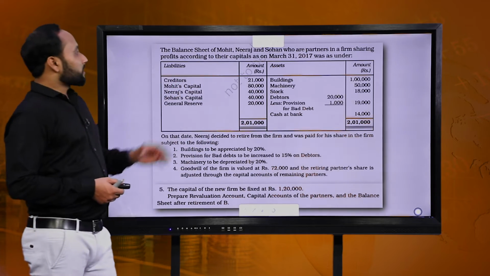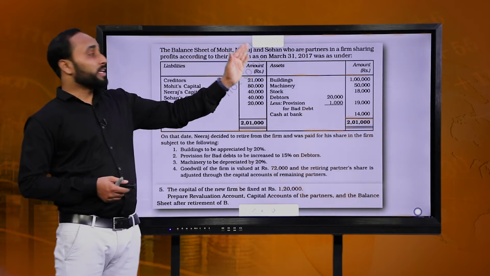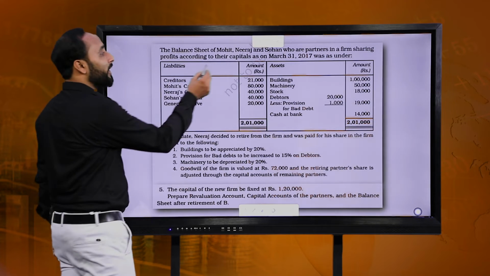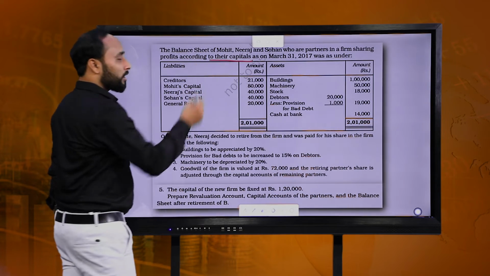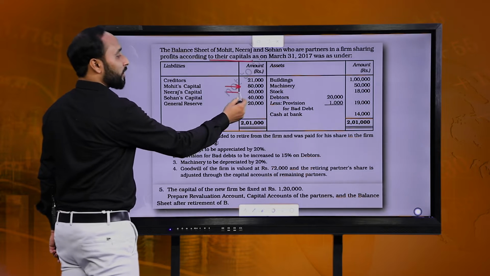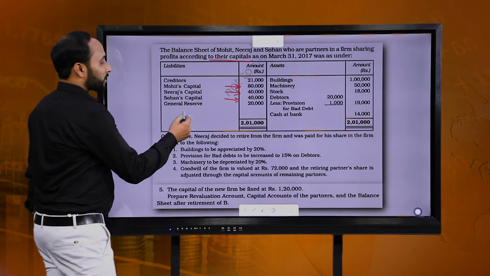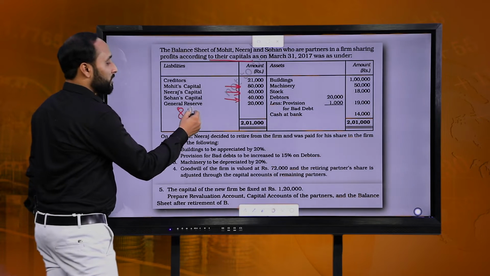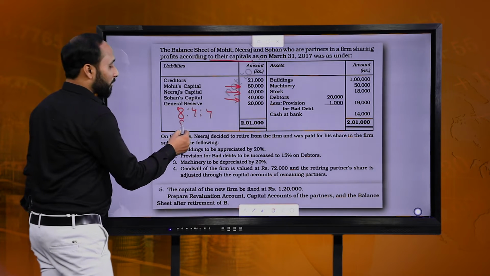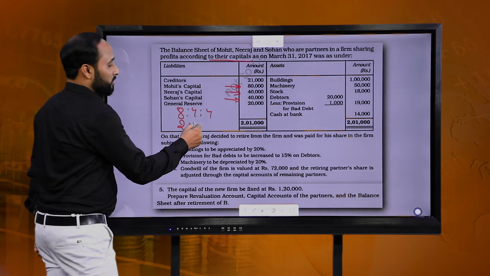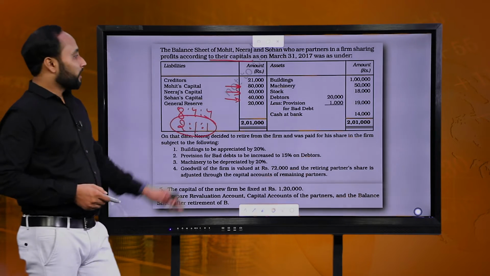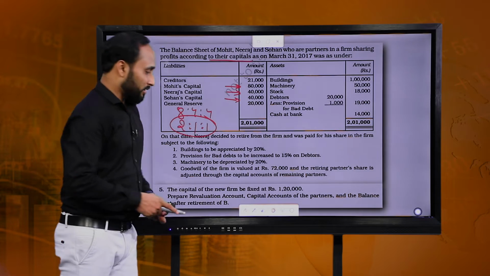So in our question, we have Mohit, Neeraj and Sohan, who are partners in a firm sharing profits according to their capitals. So now let us take a look at the capitals first. Their capitals are 80,000, 40,000, 40,000. So their ratio should be 8:4:4, or if you reduce them, you will get a share of 2:1:1. This is their profit sharing ratio, right, in the ratio of their capitals.